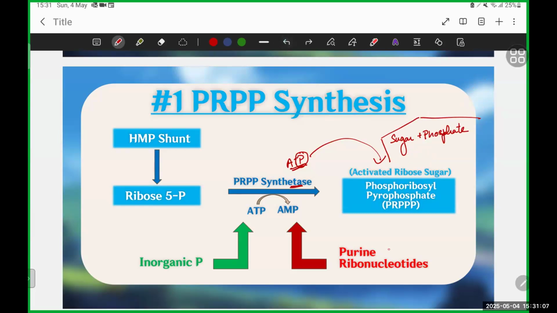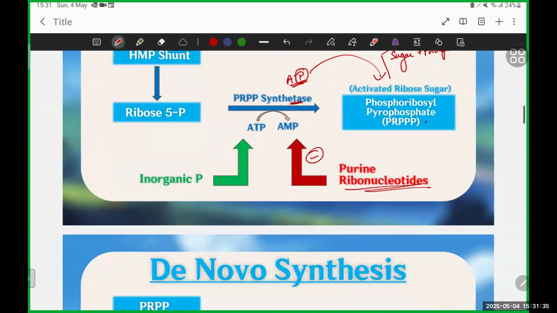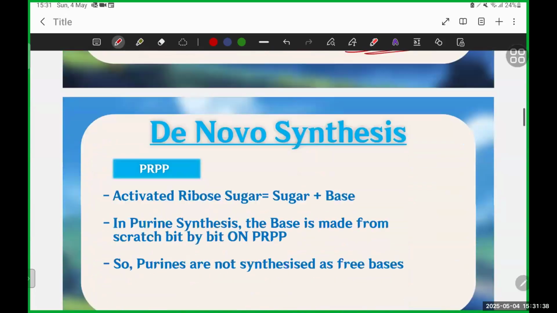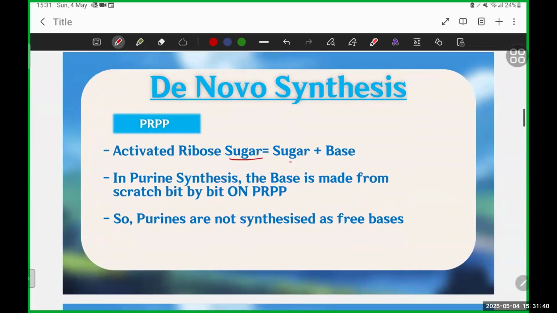Coming here again, this is an inhibitor: purine ribonucleotides, obviously, because if you have enough ribonucleotides, why would you continue with the pathway and waste your own resources? So you just stop the whole pathway at this step. In inorganic phosphate, how do you increase more synthesis? The more phosphate you have, the more product is formed. Now you have your PRPP, the main thing that you need: activated ribose sugar, sugar plus phosphate.